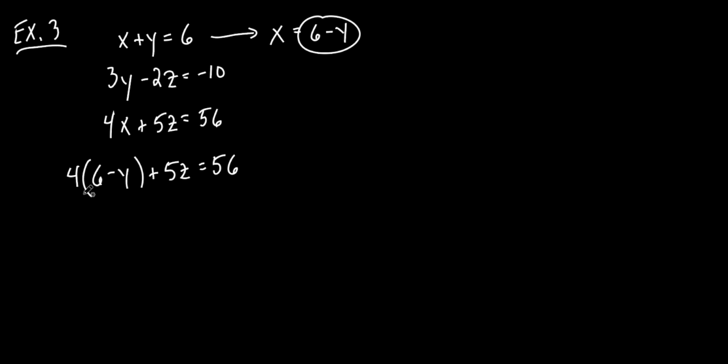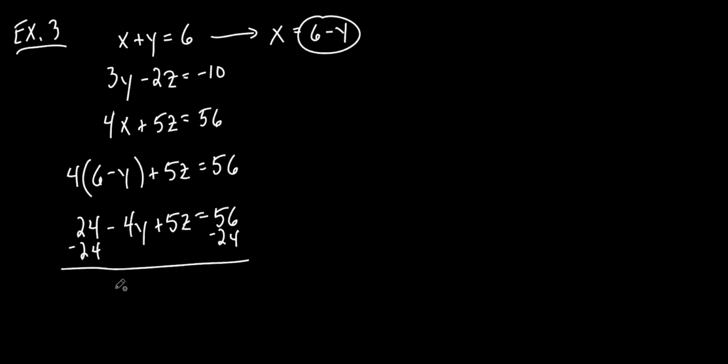So let's distribute the 4. 4 times 6 is 24. Put the minus. 4 times y is 4y plus 5z equals 56. We're not quite done yet. Get rid of the 24. Subtract 24. And I get negative 4y plus 5z equals, what's that, 32? Yeah. Can I do anything else with this? No, not really. So I'm going to put it in a box.